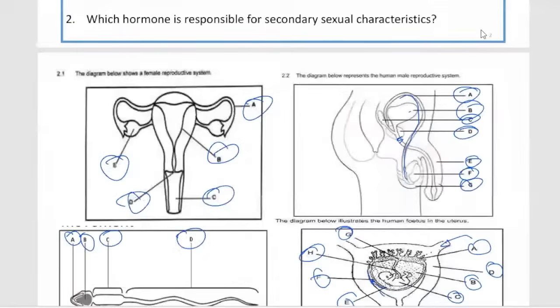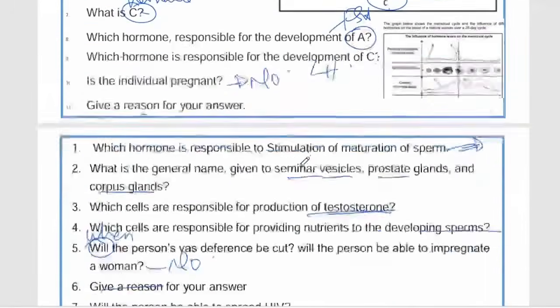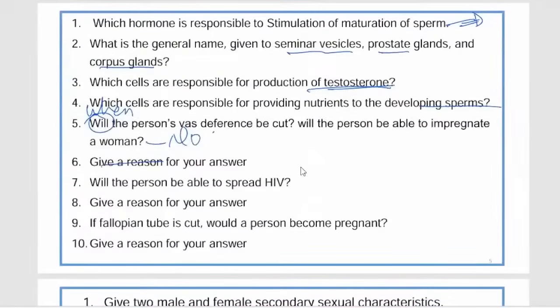Then they are saying, will the person be able to spread HIV? Yes. Give a reason for your answer. Because there are some other fluids which are being produced. Therefore, these fluids might contain HIV. Other fluids, including blood, remember during that action there is friction being generated, there is exchange of blood. Therefore that blood can make the person exchange the HIV and other fluids from the accessory glands.